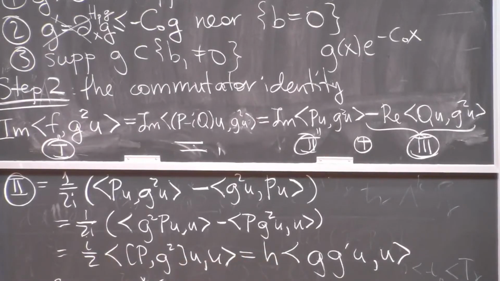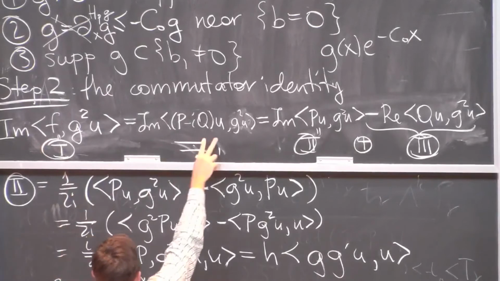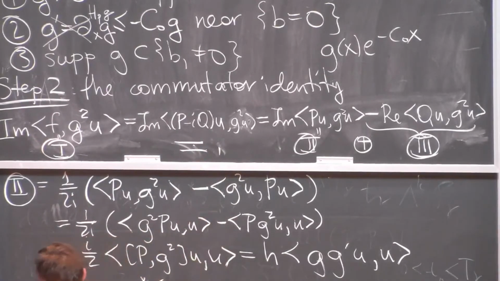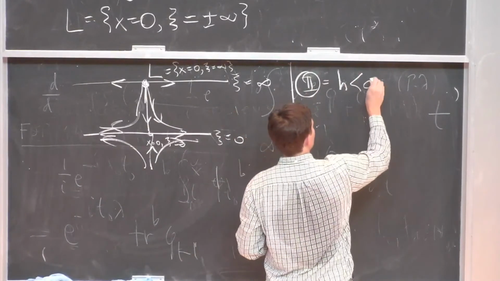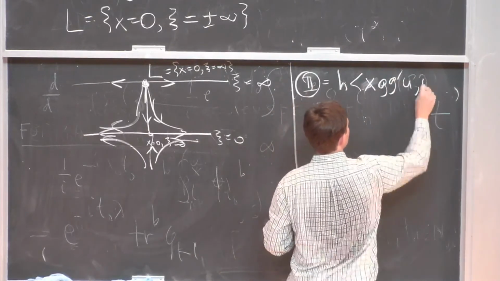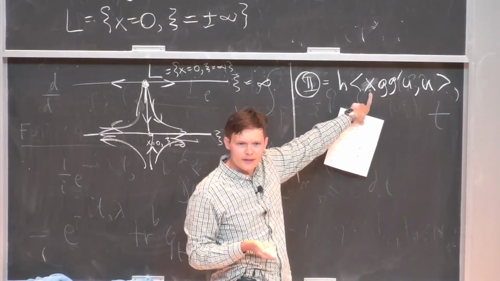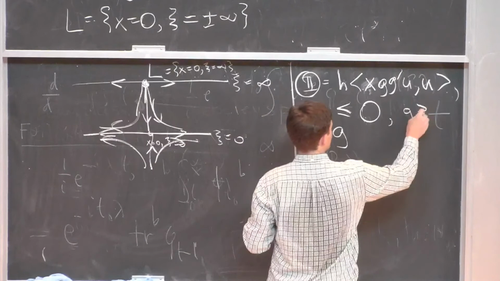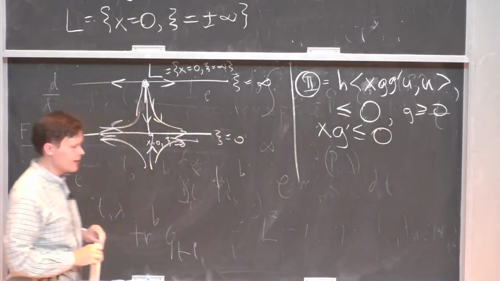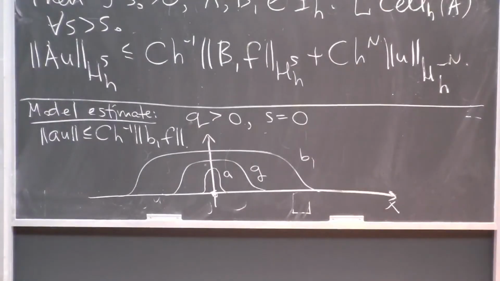We see that the term 1 is still fine. It's still controlled by the right-hand side. That's 1. The term 2 worries me a little bit. But the term 2, remember, is just h x g g prime u u. Now, when I do the commutator with x partial x, this x comes out. Now, you see that this is non-negative because g is non-negative, and x g prime is also non-negative. Here's my bump function. You see, x g prime is non-negative. You can certainly arrange it this way, non-positive. So this term has a good sign.